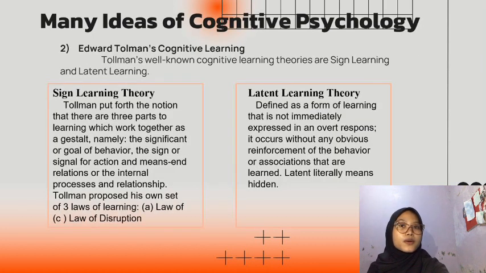Number 2, from Edward Tolman. Edward Tolman has two learning theories. There are sign learning theory and latent learning theory.